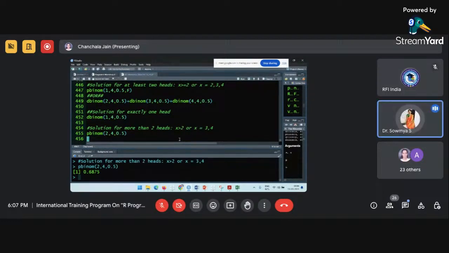Why true, ma'am? Lower tail you should not put. So I need to use what? 2, lower tail true, 0.5. By default it is true. If you are not passing it, it will take true by default. So we can miss the fourth argument, it is not mandatory. If we need to pass false, then we need to write it.